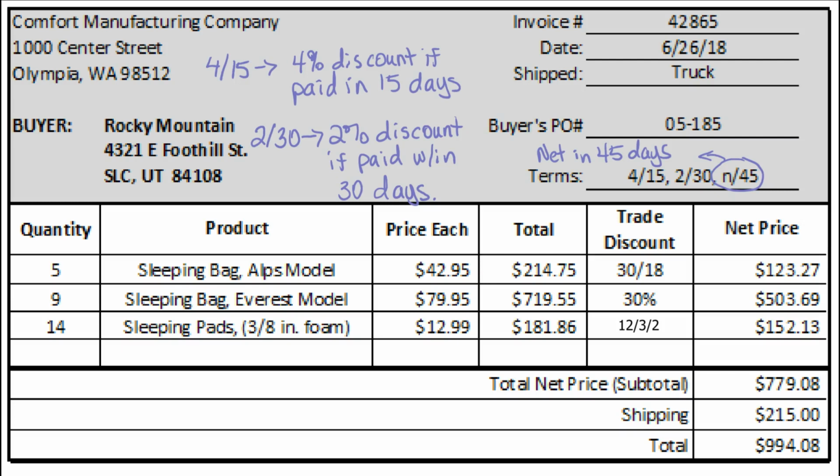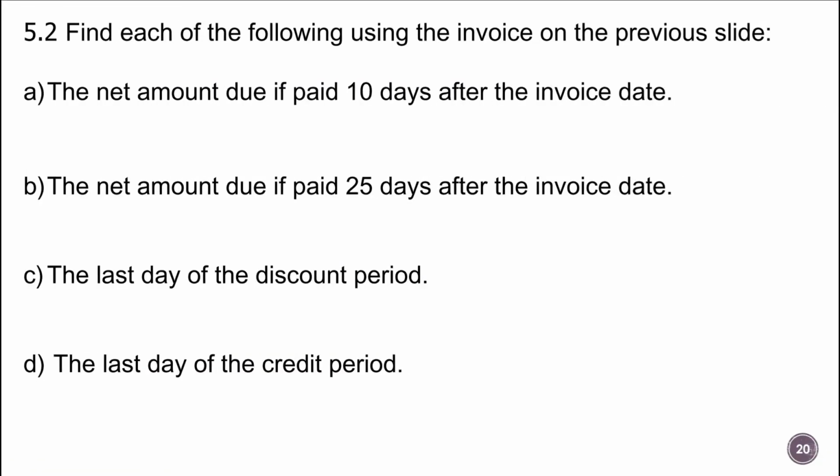Now, on the next slide, we have some different things that we're going to find. One of those is the net amount due if we pay 10 days after the invoice date. And so that means that our net amount, and remember we're going to do all our calculating on this number, 779.08, because we don't calculate with the shipping. The shipping we tack back on at the end, if that makes sense.